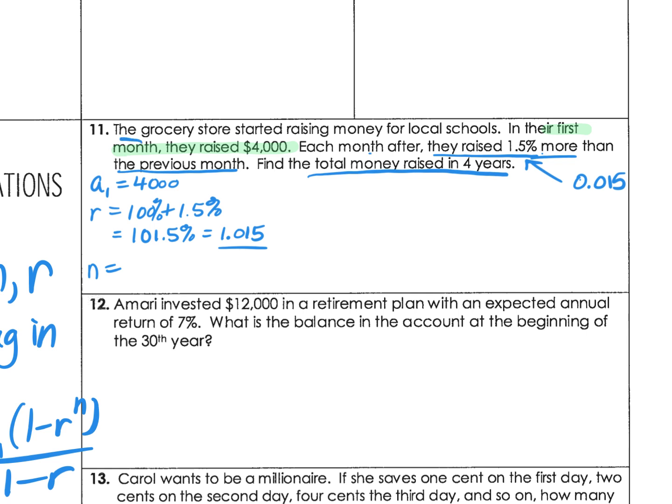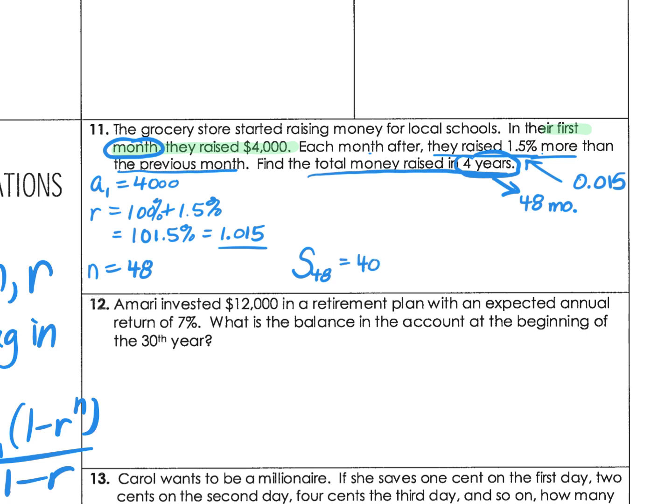What were we talking about? Months? But they've given us years. So what is N going to be? How many months are in a year? 12, and then, yeah, times 4 is 48 months. So N is 48. So guess what? We are trying to find S sub 48.